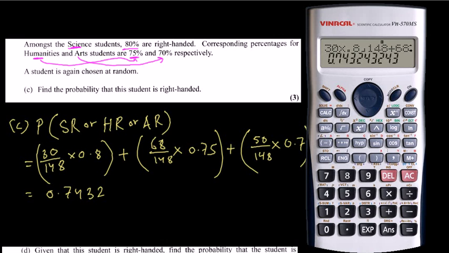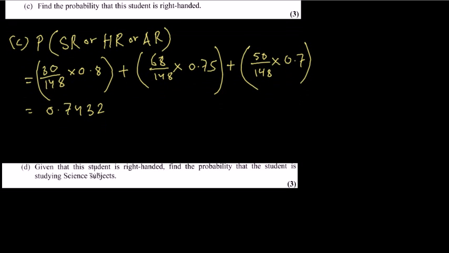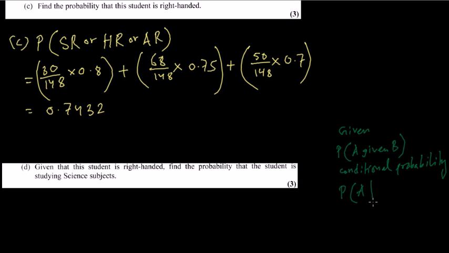So the next question is, okay, given that this student is right-handed, find the probability that the student is studying a science subject. Now let me say a little bit about this. When you have a question where one probability is given, for example, find the probability of A given the probability of B, this is called conditional probability. It is often written as A and a vertical bar sign B. This means find the probability of A given the probability of B.